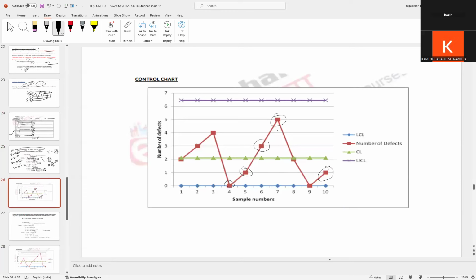So we have plotted all the values, that is for the first value, second, third, 4, 5 and so on. Now we have to draw the control chart. So this is the control chart.